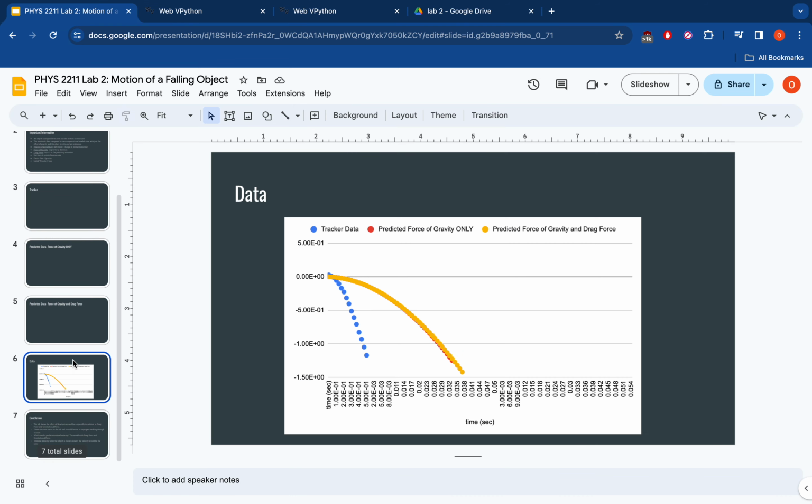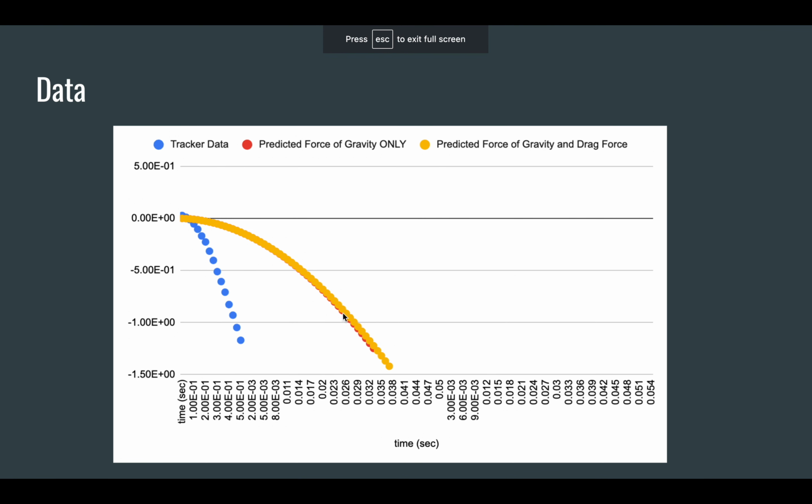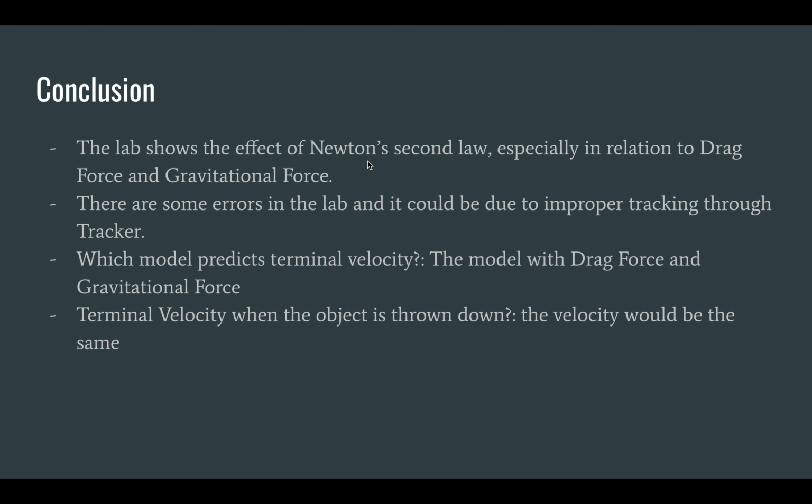Now the data was graphed and it showed this. This does show some deviations, and I think it's because of the coding, but this is the Tracker data, and these are the force of gravity and predicted data. There is some deviation, and I think this is due to errors from improper tracking in Tracker. But all in all, this lab does show the effect of Newton's second law, especially in relationship to drag force and gravitational force.